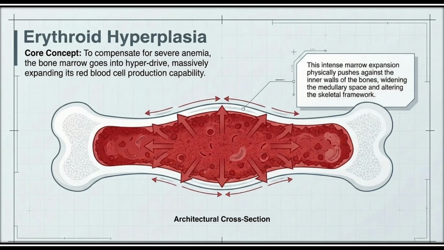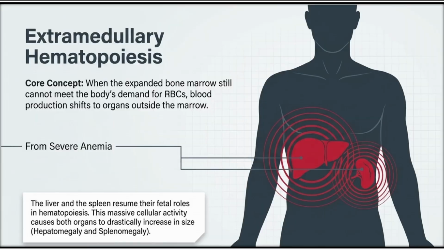To compensate for severe anemia, the bone marrow expands massively, leading to erythroid hyperplasia. When the expanded marrow still cannot meet the demand for oxygen, the liver and spleen attempt to resume their fetal roles in blood production. A process known as extramedullary hematopoiesis. This results in massive hepatomegaly and splenomegaly.